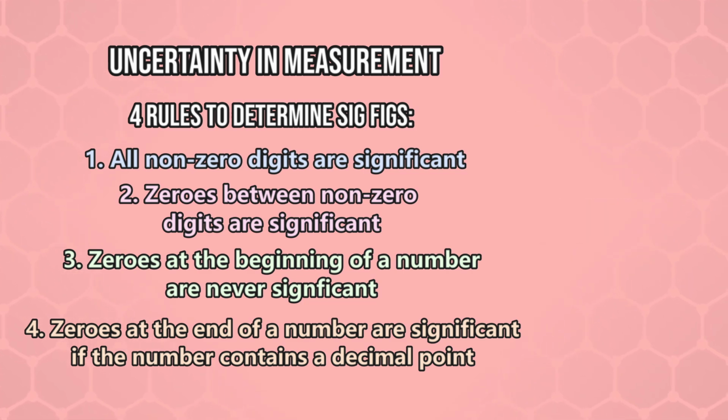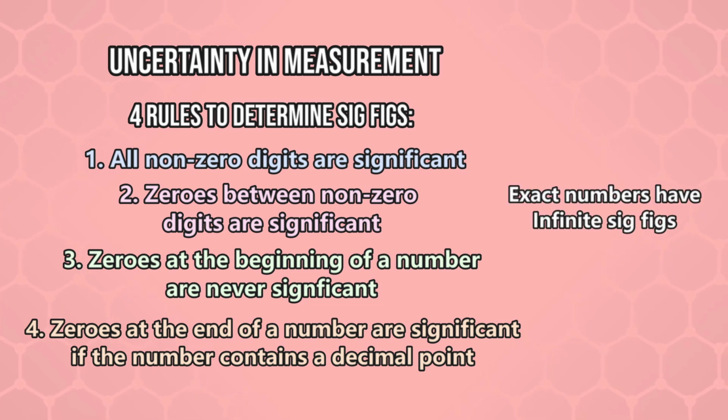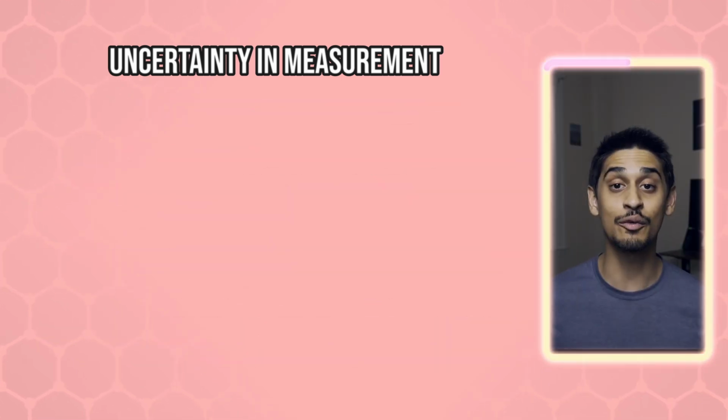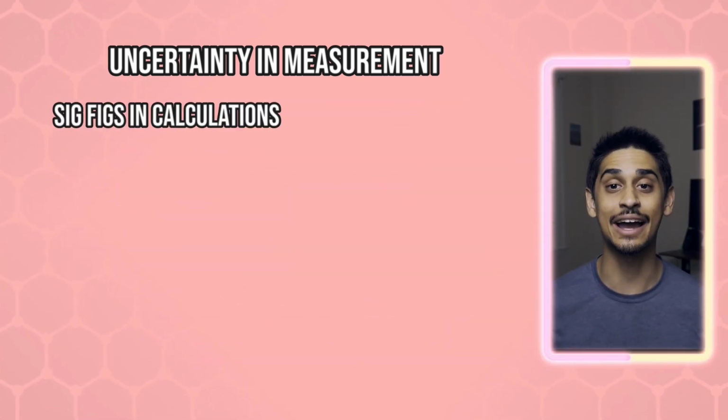In addition, exact numbers like unit conversions have an infinite number of significant figures. We know with absolute certainty that 1,000 grams equals 1 kilogram, for example. Next, let's go over how to track significant figures in calculations.